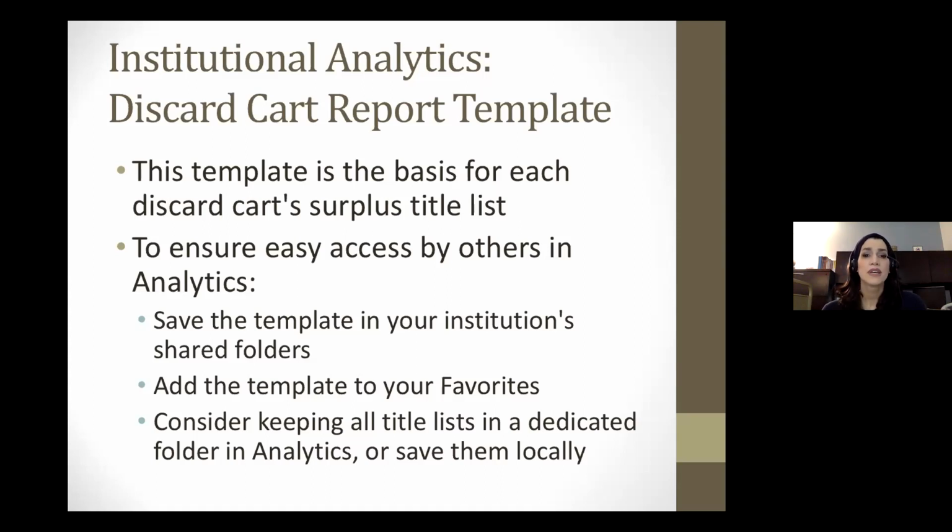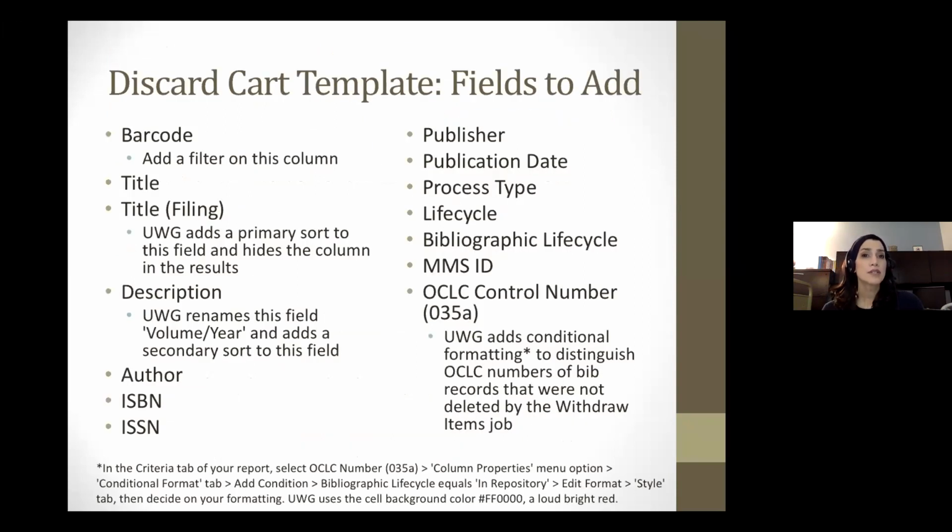And then also something else, which may depend on your local practice, is consider keeping these title lists in their own folder in analytics or backing them up to an institutional hard drive, which is what we do here. On the discard cart report template, and I will show you an example of what this looks like a little bit later on, these are the fields to add. So we start out with barcode. This is the most important field because this is the field that will have the filter that will receive the barcodes that are scanned from each discard cart. So that's an absolutely necessary field.